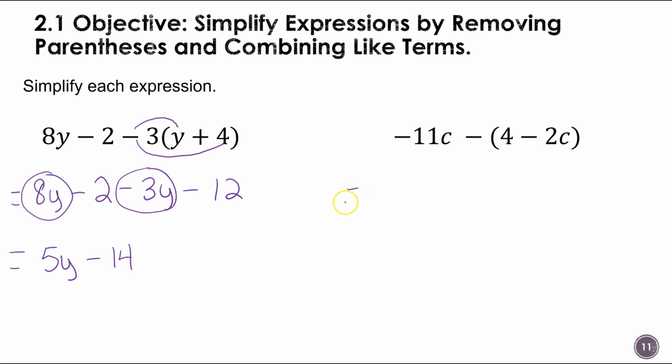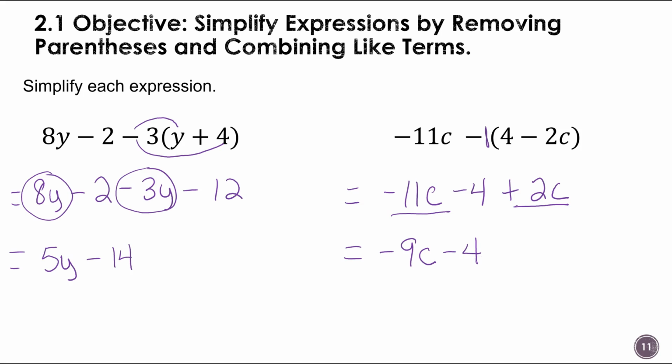All right, next. Negative 11c stays for the moment. Now this is a negative 1, so we're distributing negative 1, which just changes the signs. So that makes the 4 a negative 4 and the negative 2c a positive 2c, because that's a negative 1 times negative 2. All right, so we have negative 11c plus 2c, which is negative 9c, minus 4.